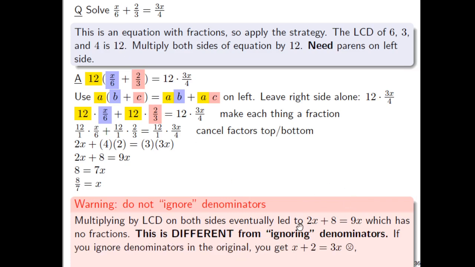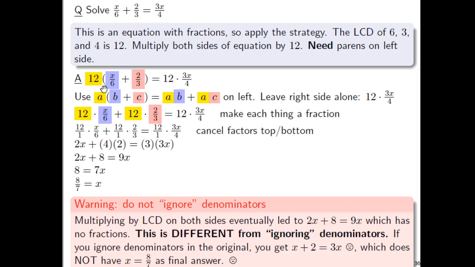Here's what happens if you ignore denominators. Up here at the top, people will sometimes hear the message incorrectly as if you just erase the 6, the 3, and the 4. If you do that, you'll be left with x plus 2 equals 3x. That's not correct. If you try to solve this equation, you're not going to get 8/7 as the final answer. Give it a try. So please don't hear the message as being ignore denominators, because that was never the message.